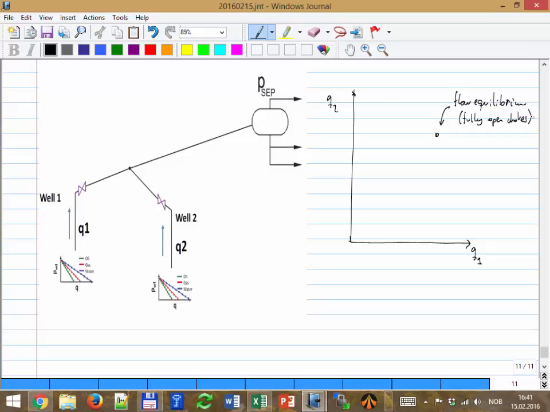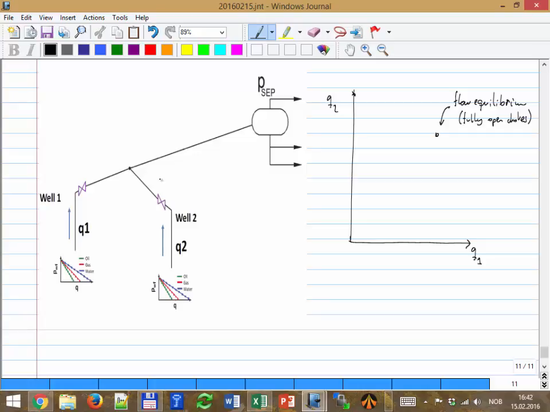Now what happens if I close completely the choke of well 2? Then well 1 will be flowing alone in the pipe, and it will produce more than that rate or less than that rate? It depends. It depends on what? Pressure. Same reservoir? No, I'm just saying you have two wells, they have their own IPR, and you close completely well 2 and leave well 1 flowing alone in the pipe.